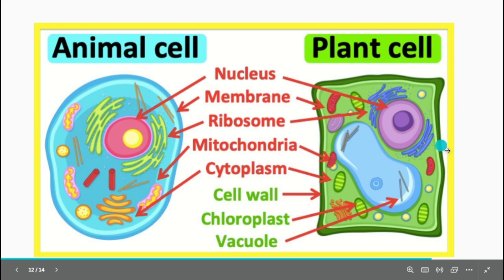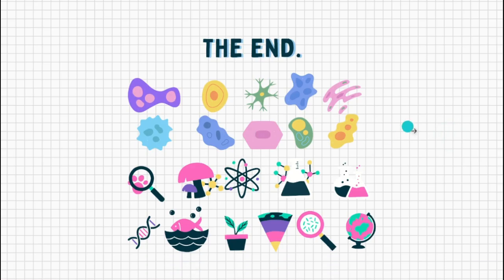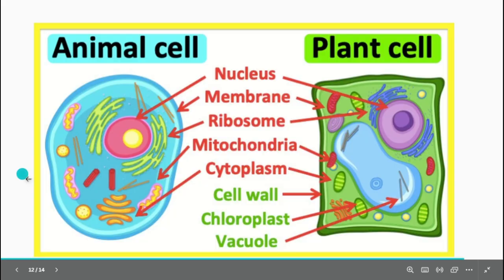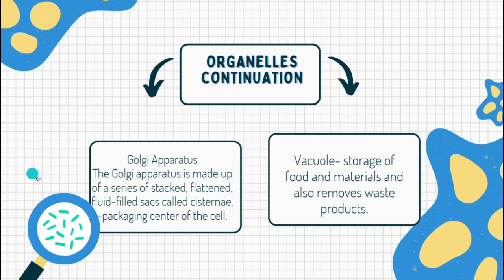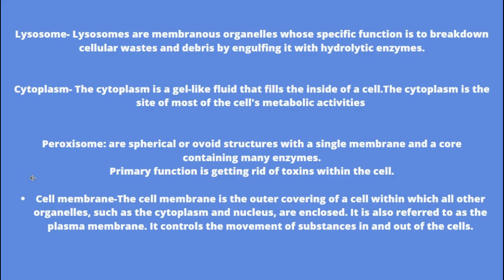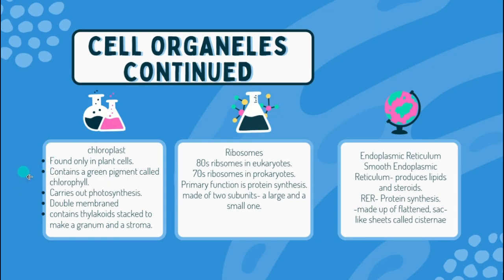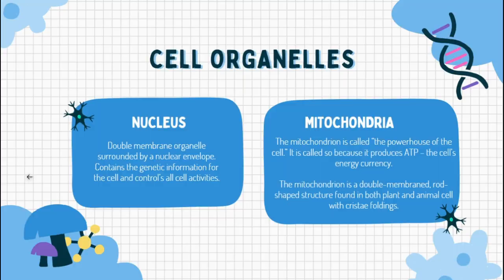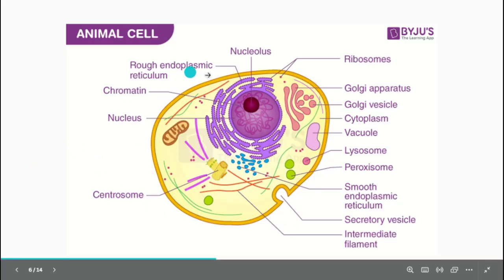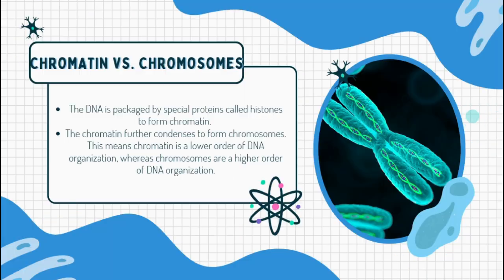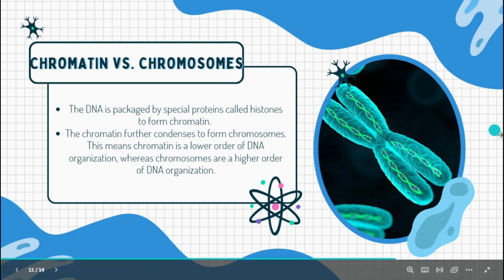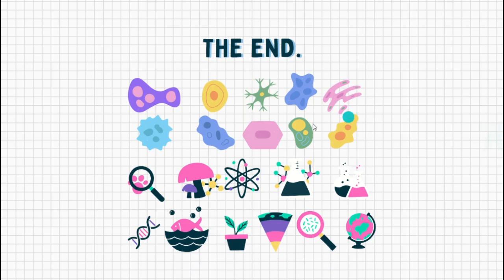So I think that's the end of it. So that's it. The animal versus the plant cell, chromatin versus chromosomes, Golgi, vacuole, lysosome, cytoplasm, peroxisome, cell membrane, chloroplast, ribosomes, endoplasmic reticulum, nucleus, mitochondria. Diagram again. So I think that's the end of the cell structure and function.